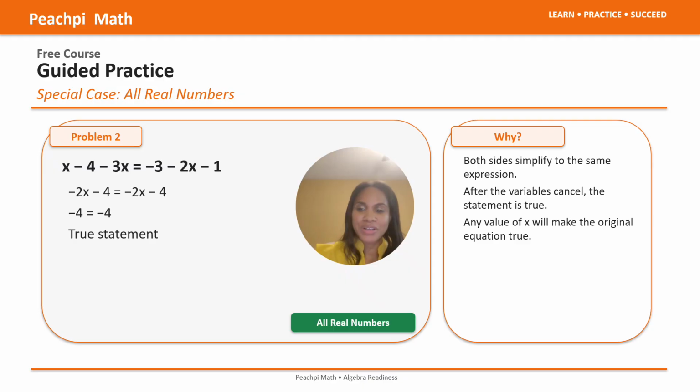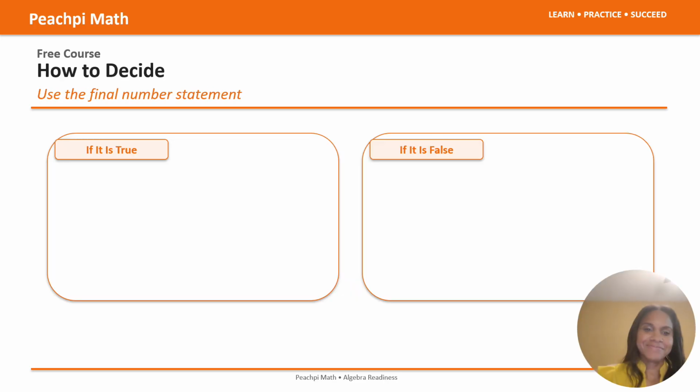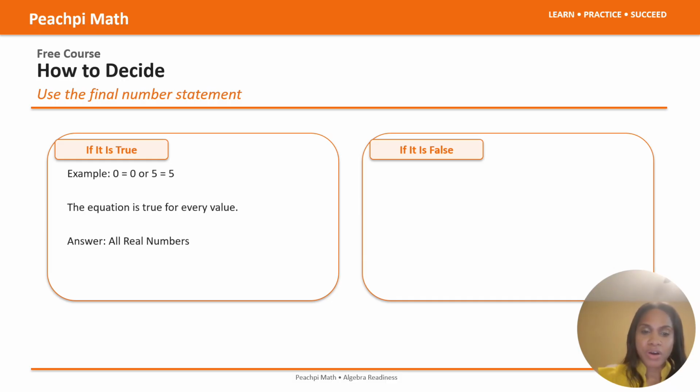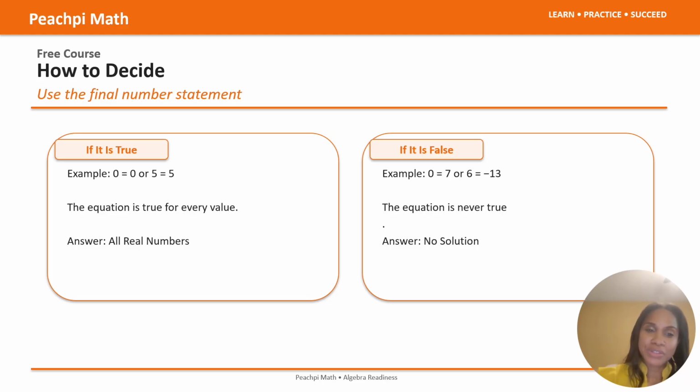Now you're going to try some problems on your own. So let's get to those two problems, okay? I forgot I have this slide here to show you how to use the final statement. If it is true, like 0 equals 0 or 5 equals 5, the equation is true for all values. Again, the answer is all real numbers, or infinitely many solutions is another name for that. If it's a false statement, like 0 equals 7, the equation is never true. Your answer is no solution, all right? So now let's get to those two problems.